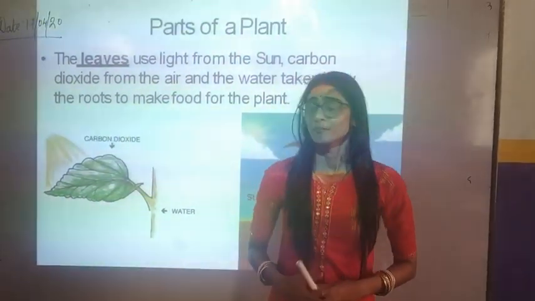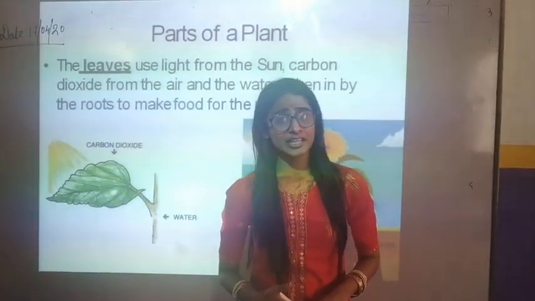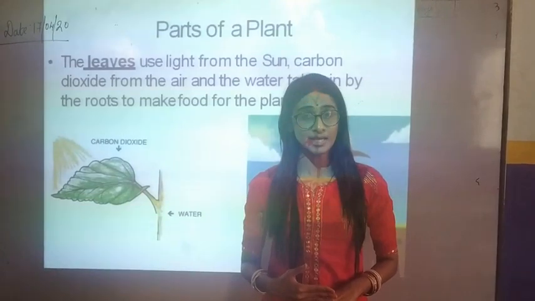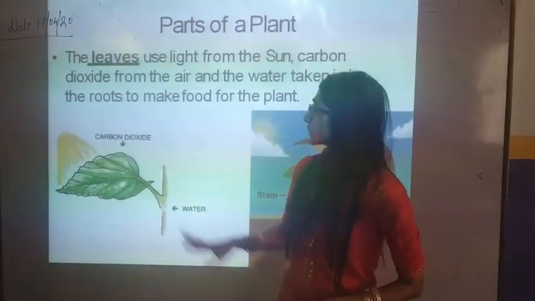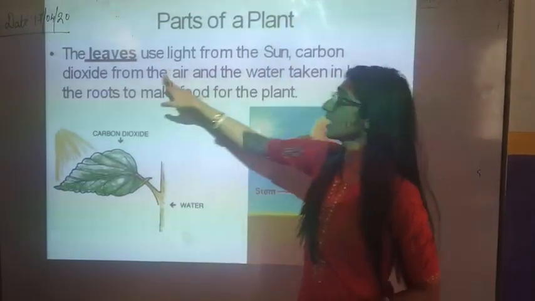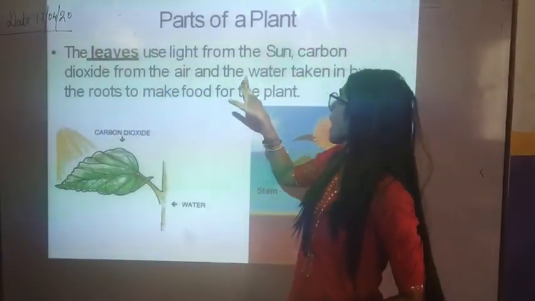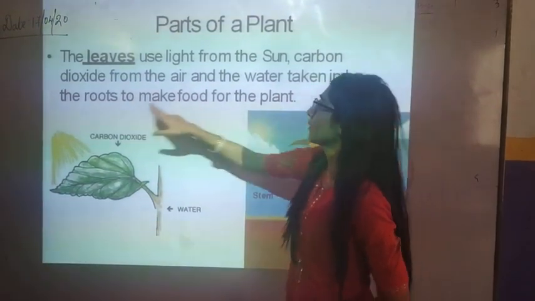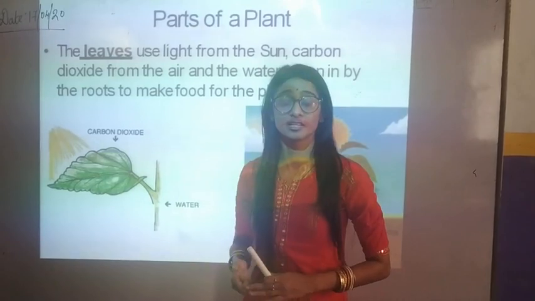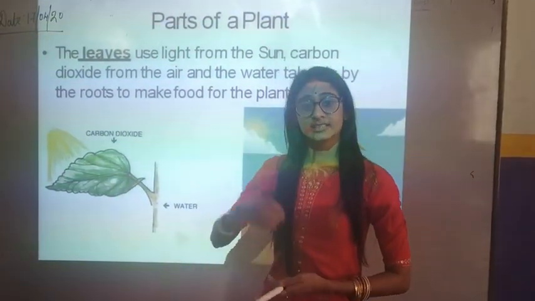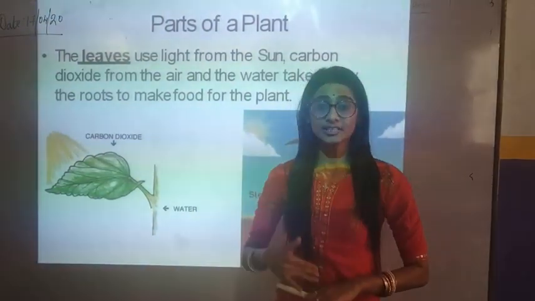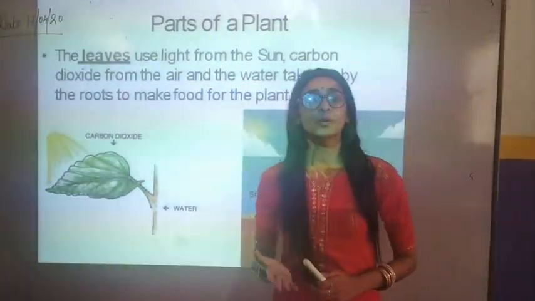So, do you know the main function of a leaf? Just now I said, they prepare the food for the plant. How do they prepare it? Let's see. Leaves use light from the sun, carbon dioxide from the air and water taken by the root. That is the important function of the root. It absorbs water and minerals from the soil, and they are transferred through the stem to the leaf, and the leaf uses these substances to prepare the food.